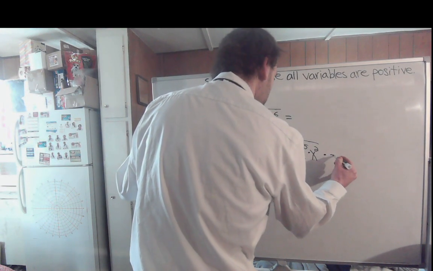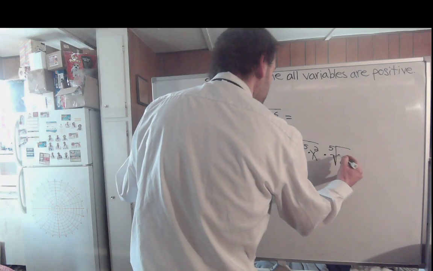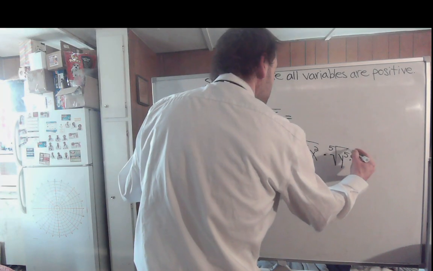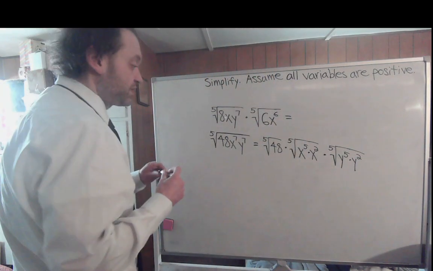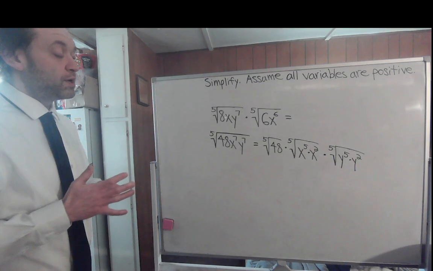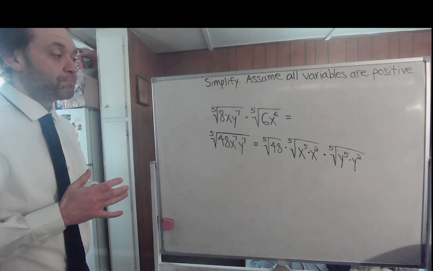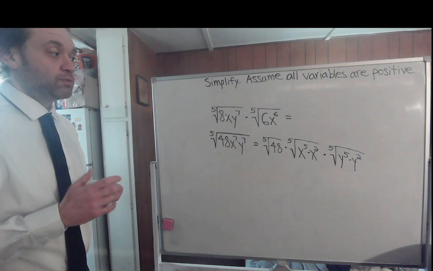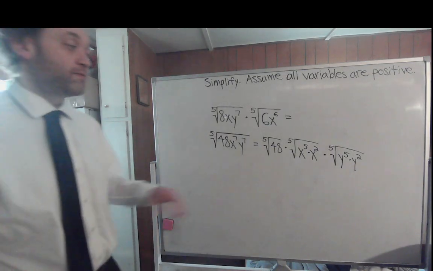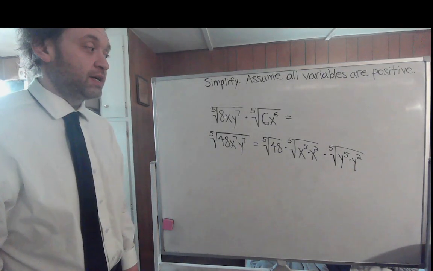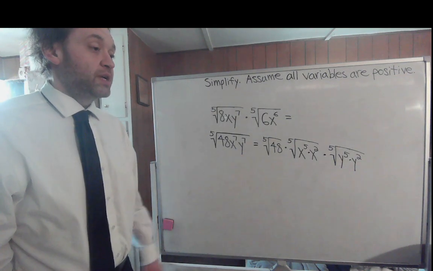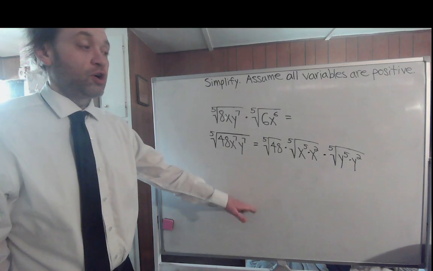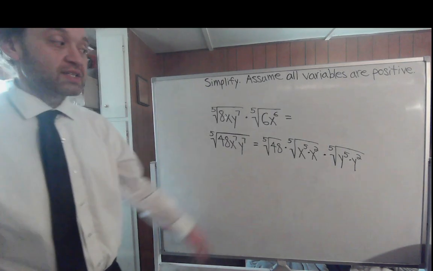Let's do the same with the y to the 7th. So that'd be the fifth root of y to the 5th times y to the 2nd. That'd also give me another perfect fifth. Well, here's the thing. I don't think we're going to be able to factor 48, unfortunately, because 48 nor any of its factors are perfect fifths. So we're kind of stuck there.